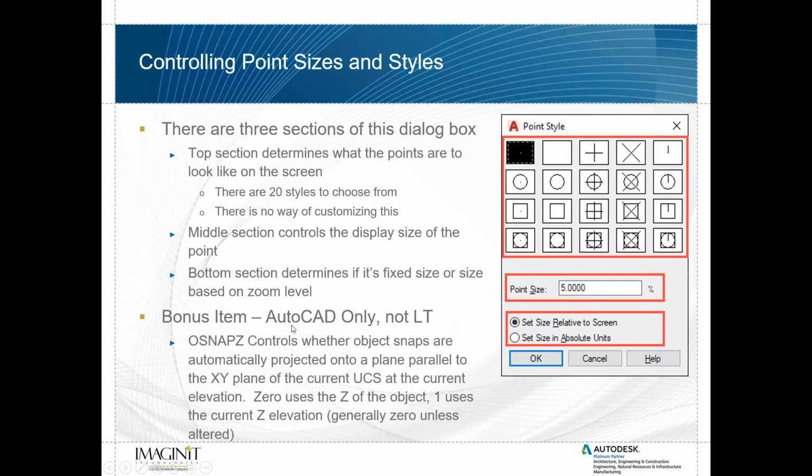And just as a bonus item here, this is AutoCAD only, not LT. I've run into this a few times. OSNAPZ. Type in OSNAPZ and it controls whether object snaps are automatically projected onto a plane parallel to the XY plane of the current UCS, or it's used at the current elevation. By default, OSNAPZ is set to 0. So if you are snapping between 2 points at different elevations, it will draw the line between those 2 different elevations. If you set that to 1, it will snap to those points, but it will not include the Z elevation and will draw the object at the Z elevation of your current Z plane, which you can set by the command ELEV or elevation.